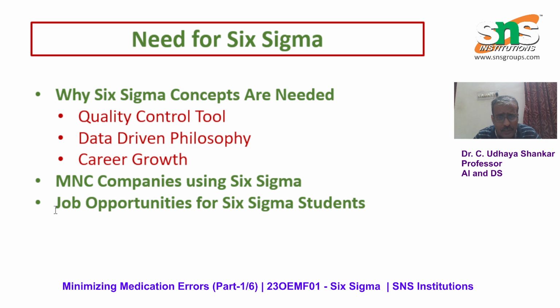And the need for Six Sigma, as I have already pointed out, is that the primary goal of Six Sigma is to reach a level of quality where a process produces no more than 3.4 defects per million opportunities, that is DPMO. So these things we have discussed earlier. Now we will be discussing the types of Six Sigma certifications.